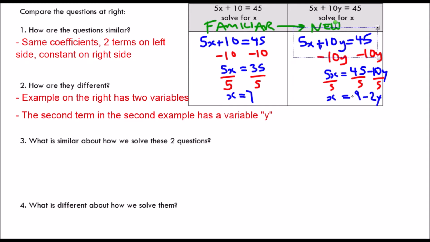I can't put these together, because I've got a constant and a variable, so those are stuck. So let's continue. What's similar about the way we solve these two? Well, first of all, we use opposite operations to isolate for x, right?